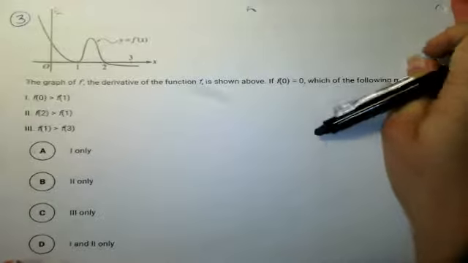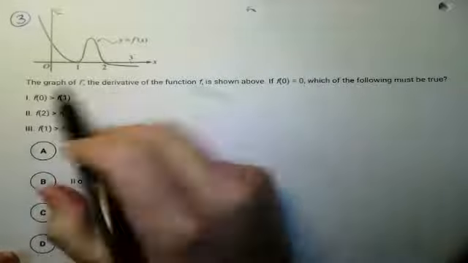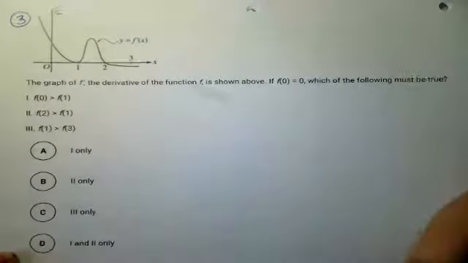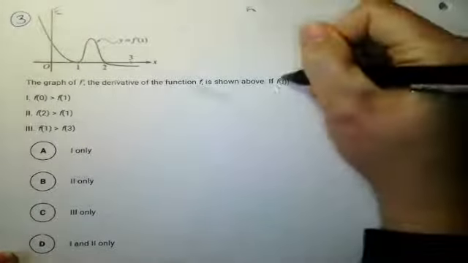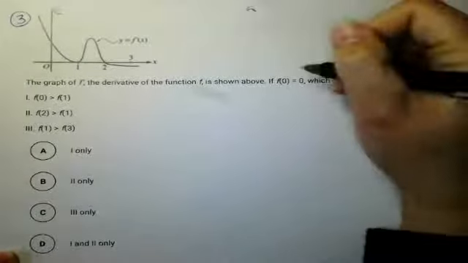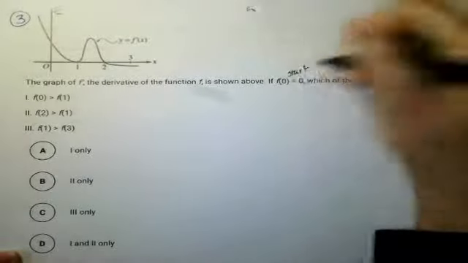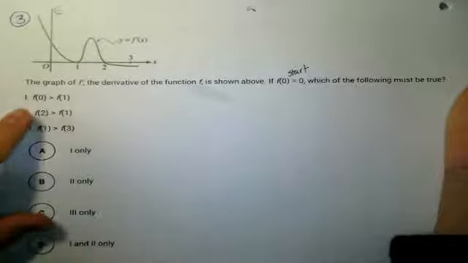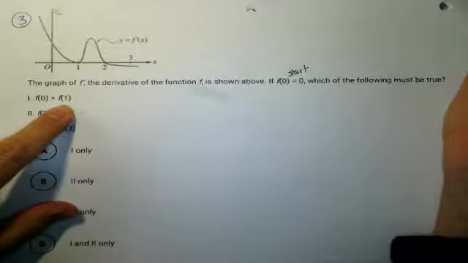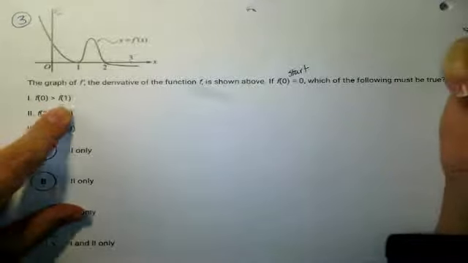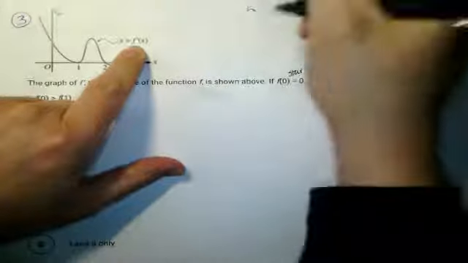All right, number 3 here. The graph of f prime. So again, I'm looking at a derivative function shown above, and they're giving me an initial value of the regular function. So they're giving me a starting value. Which of the following must be true? F of 0 is greater than f of 1. Interesting. These are the original function. I'm looking at a derivative.